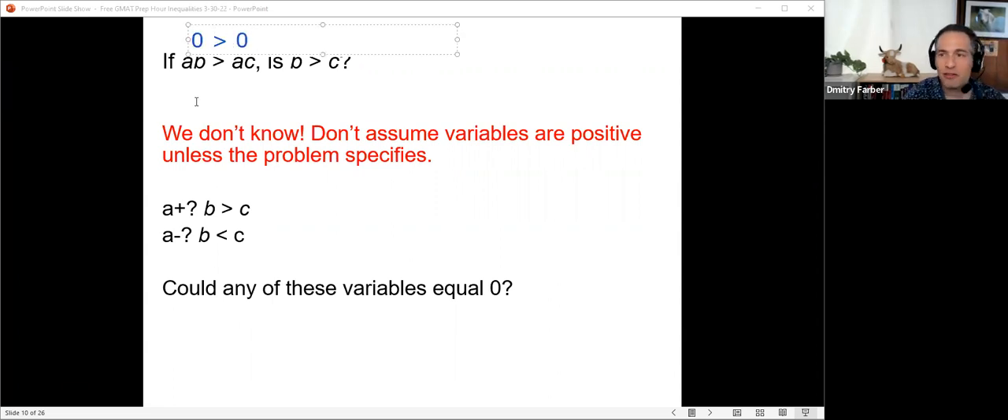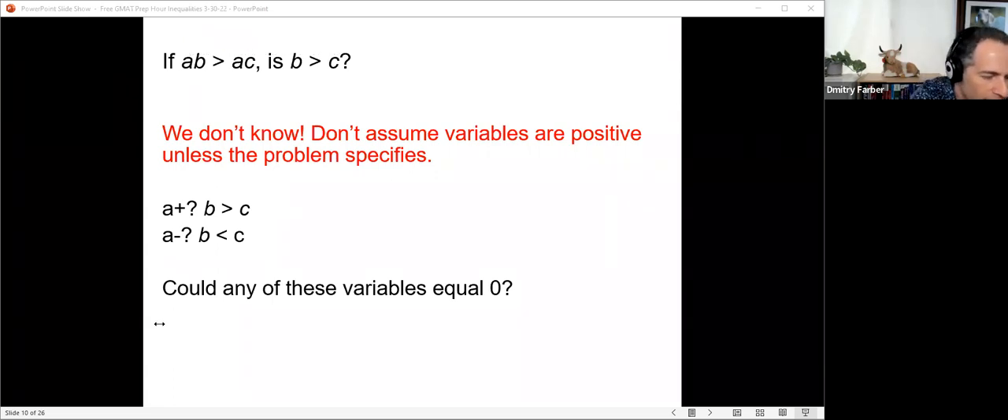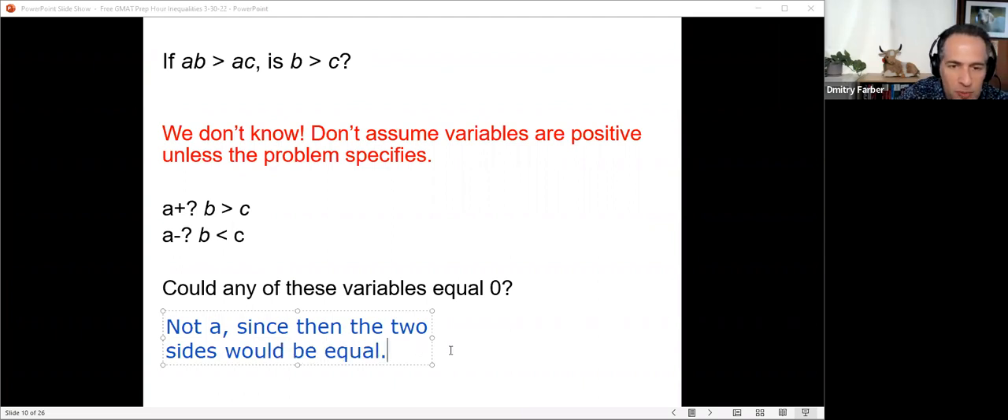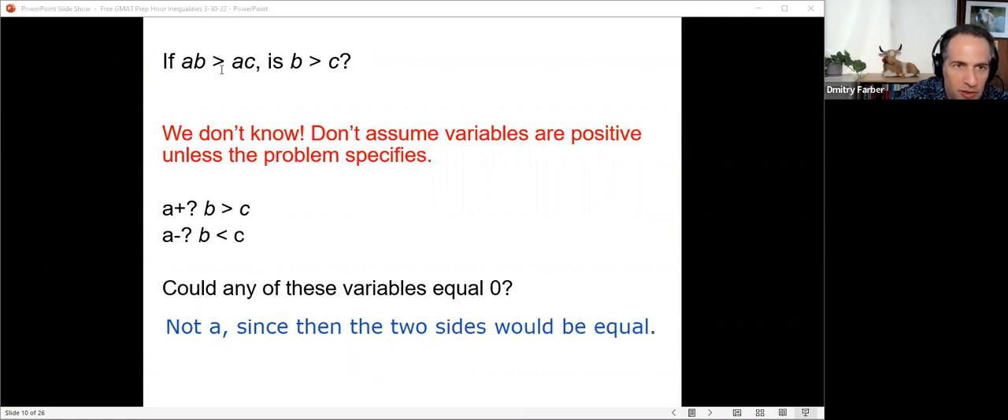That's not a thing. If it's a greater than or equal to, that would be another story, right? Because of course 0 is greater than or equal to 0. It's equal, right? But I can't say 0 is greater than 0. So I can say, all right, not A is 0, since then the two sides would be equal. So our cases still hold. If A is positive, we have one result, and if A is negative, we get another result. In that case, could B or C be 0?